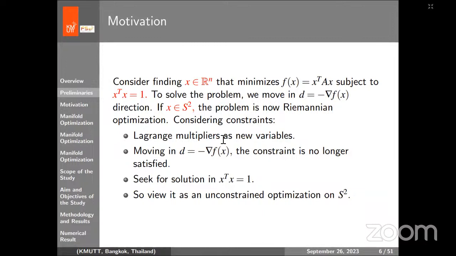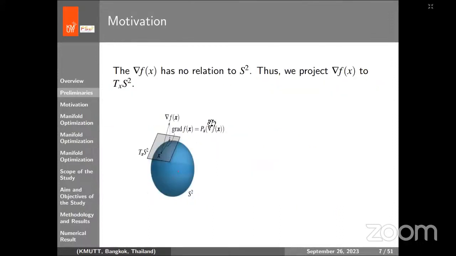So if we view this problem as a constrained optimization problem, then moving in the direction of the negative gradient, the constraint is no longer satisfied, which means the search direction, or the grad f of x, has no information on the constraint. So based on that, we can now seek the solution of the given problem in the set of points that fulfill this condition. If we do that, we now view the optimization problem in Euclidean optimization as a Riemannian optimization problem. That is to say, we are solving constrained optimization as an unconstrained optimization on a Riemannian manifold. So this is one of our basic motivations for the given talk this afternoon.